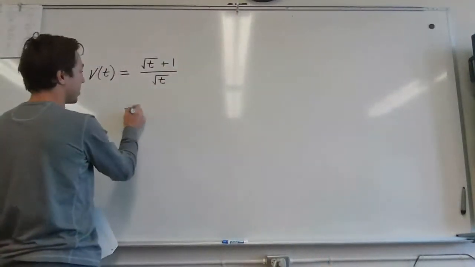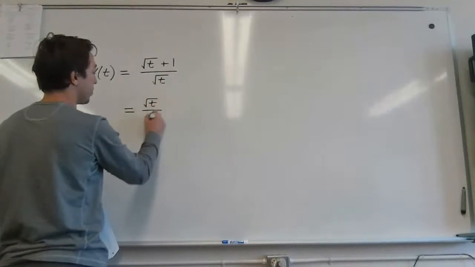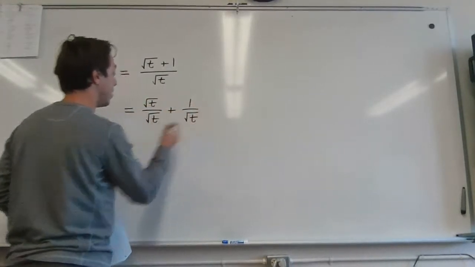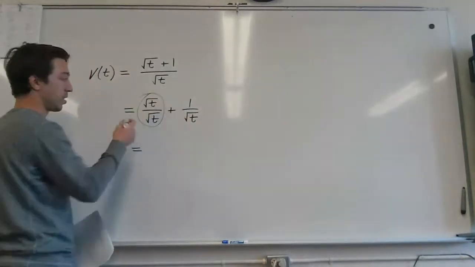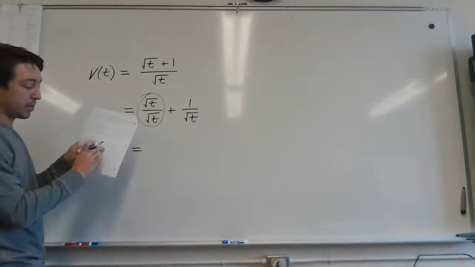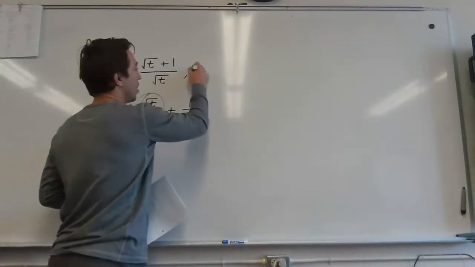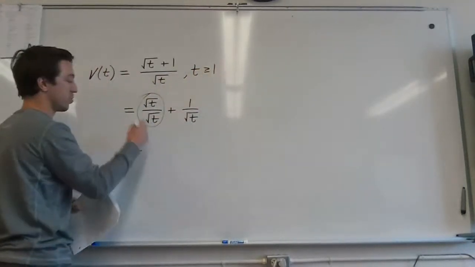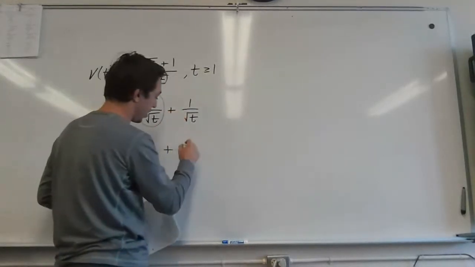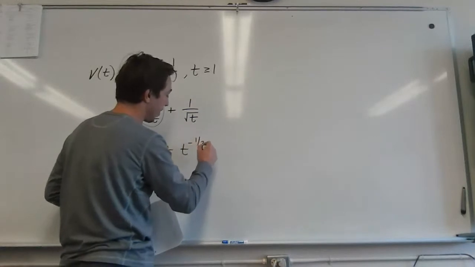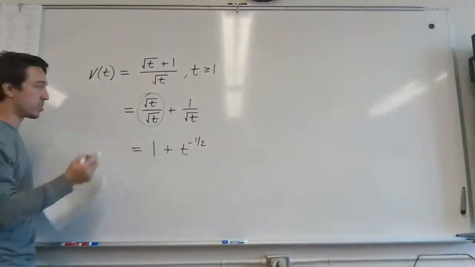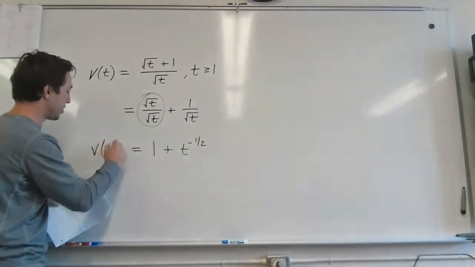Exactly, yeah. So I can rewrite this as root t over root t plus 1 over root t. And then this, of course, is 1, as long as t isn't 0, which we know it can't be because it says right here in the problem that t must be greater than or equal to 1. And this, I would probably write as t to the negative 1/2 power. So as you can see, this approach gets us the exact same function. So 100% valid.